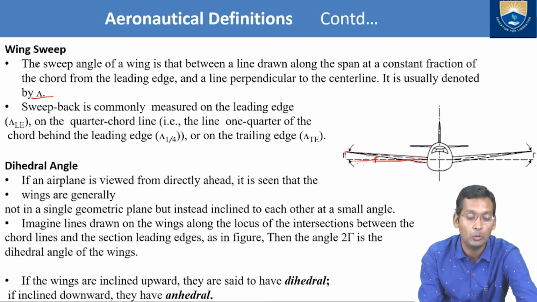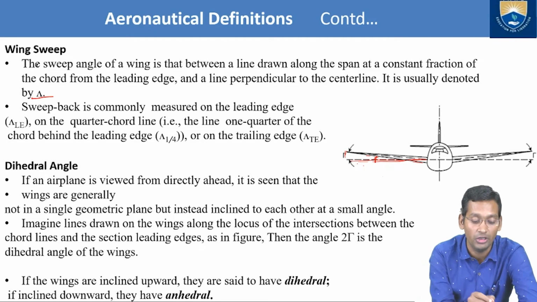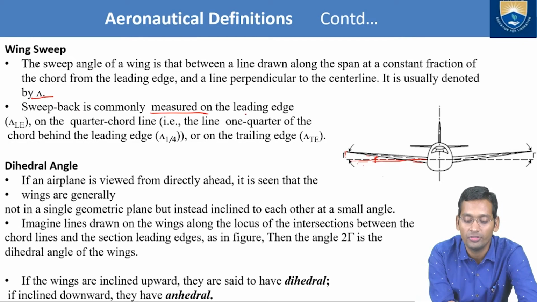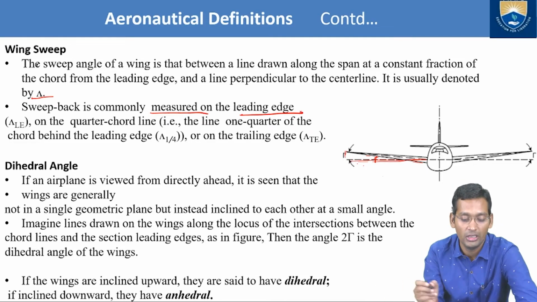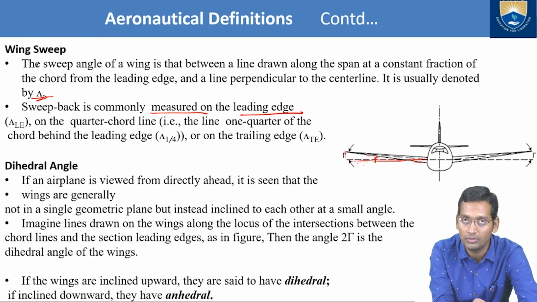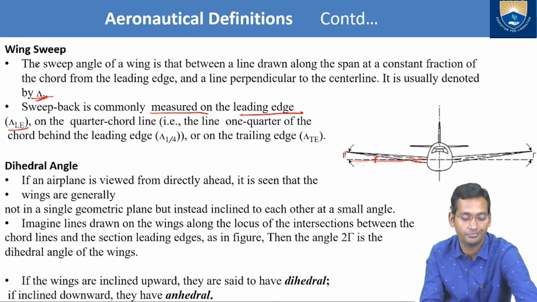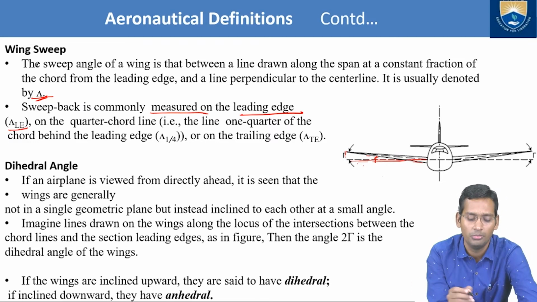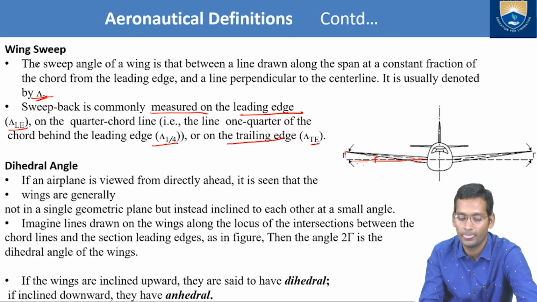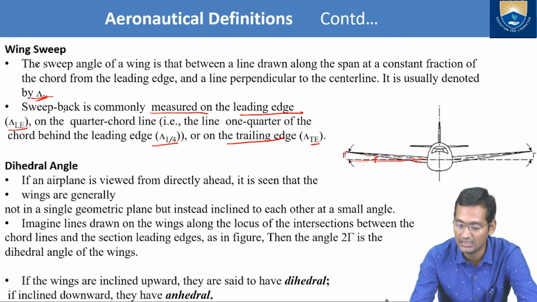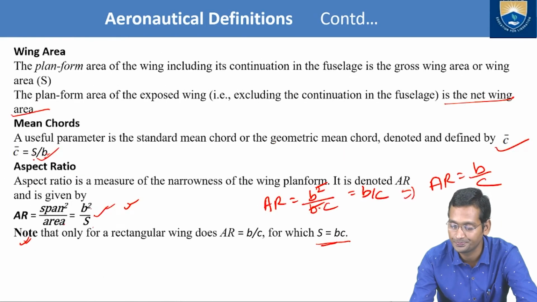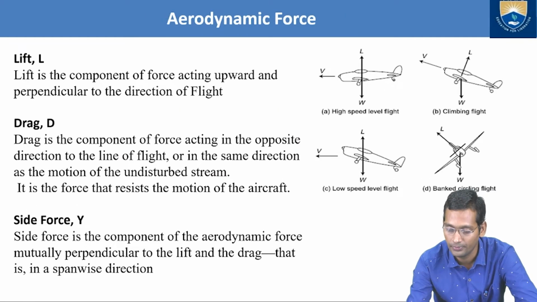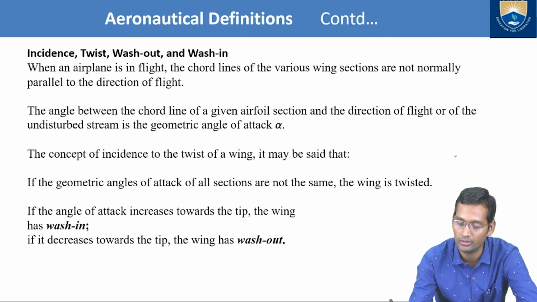Now there are two types, sweep back and sweep front. Sweep back is commonly measured on the leading edge. So that is why we use this delta, the inverted V, at the leading edge. Now on the quarter chord, that should be 1/4. Quarter chord is at 1/4, and at the trailing edge it is the same. We will see in the next figure how these things are there. The 1/4 will come later.